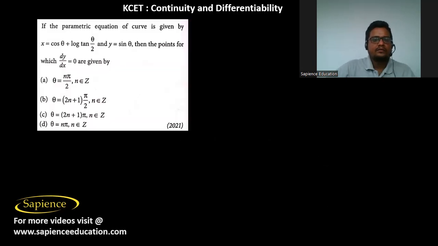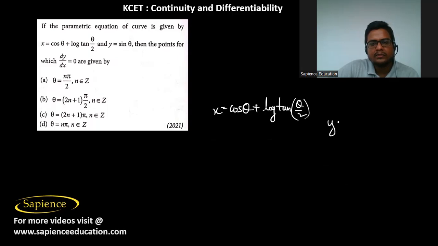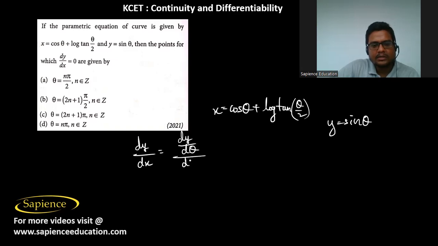Then here it is told if the parametric equation of a curve is given by x equal to cos theta plus log tan theta by 2 and y equal to sine theta, then the points for which dy by dx is equal to 0 are given by. So dy by dx, that is equal to dy by d theta divided by dx by d theta. Since x is a function of theta, y is a function of theta, so we have to do the parametric differentiation.